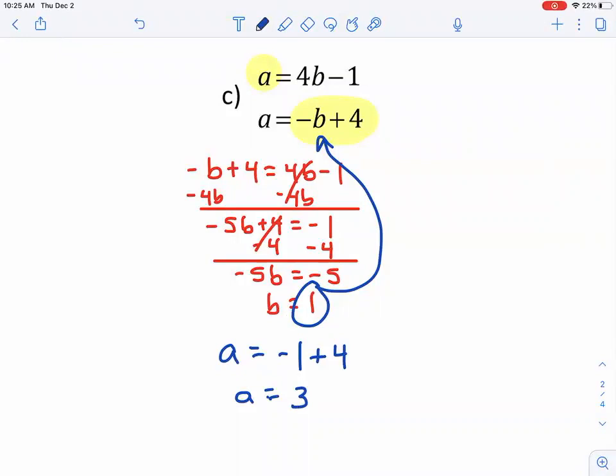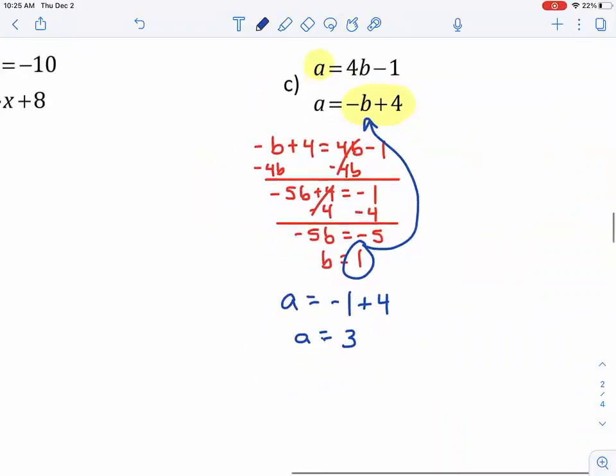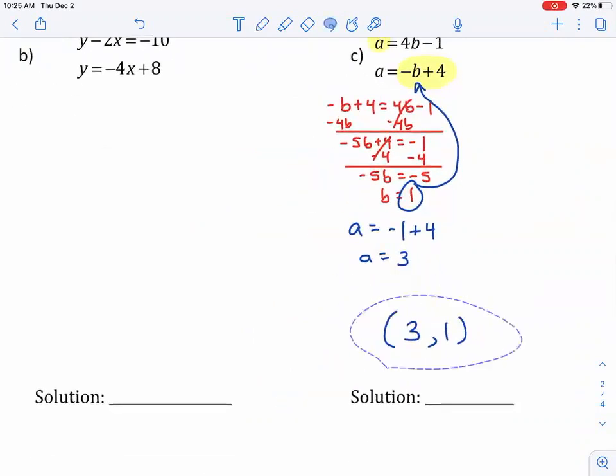So I get A equals 3. So that I'm done with my solution. So my solution is that A equals 3 and B equals 1. Right down there, my solution.